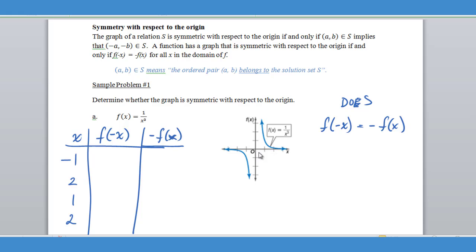Now, that's very easy to see from a visual standpoint. So you can see maybe (1, 1) and (-1, -1). Those would be symmetric, if you will, across the origin. And it's pretty clear to see.